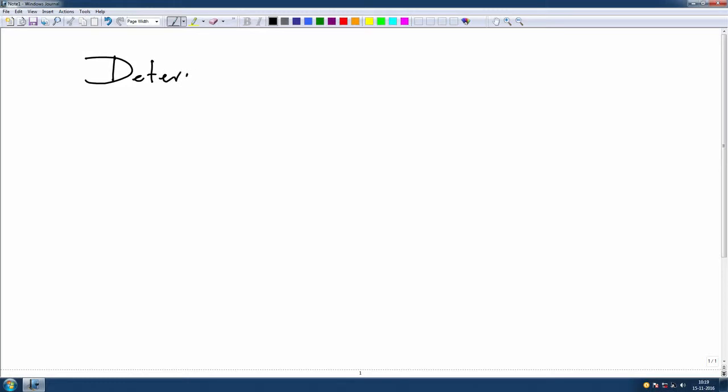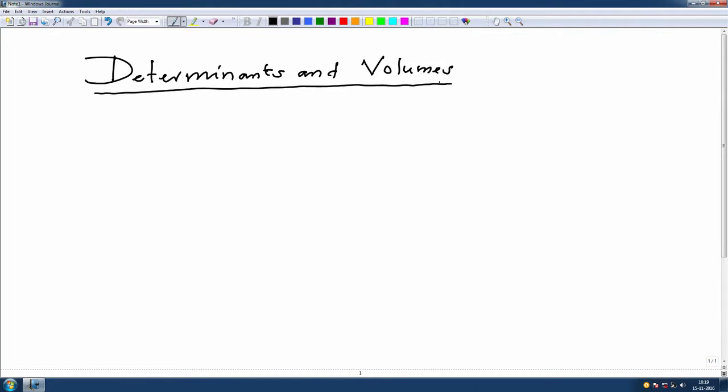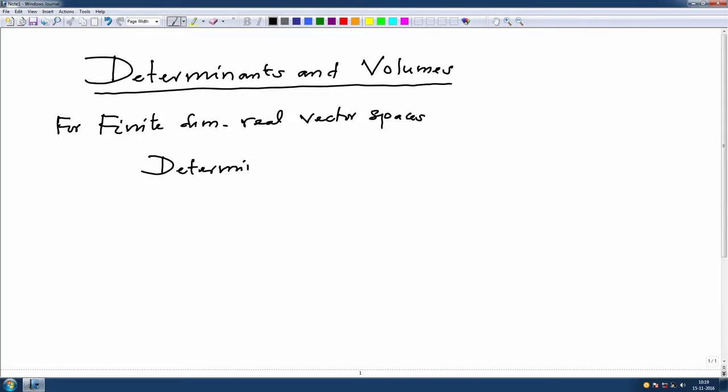So, today I am going to do determinants and volumes, for finite dimensional real vector spaces. Now we will have to recall the basics of volumes.